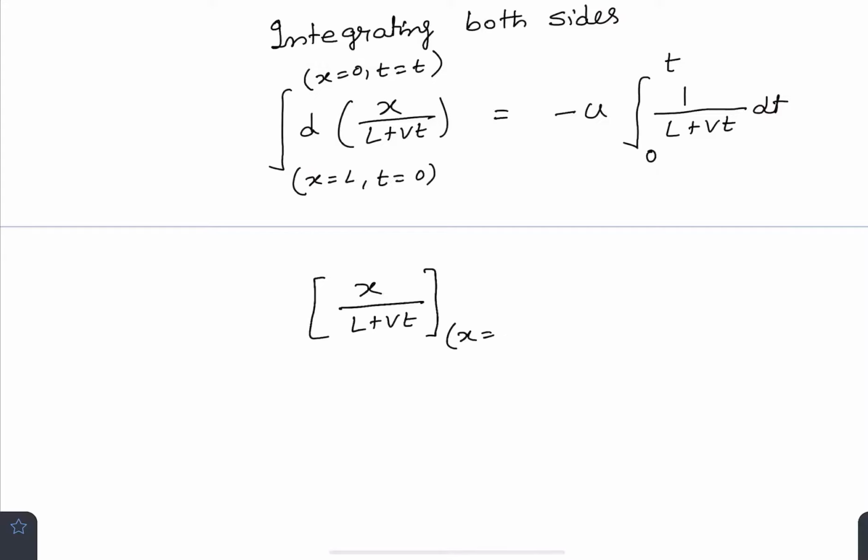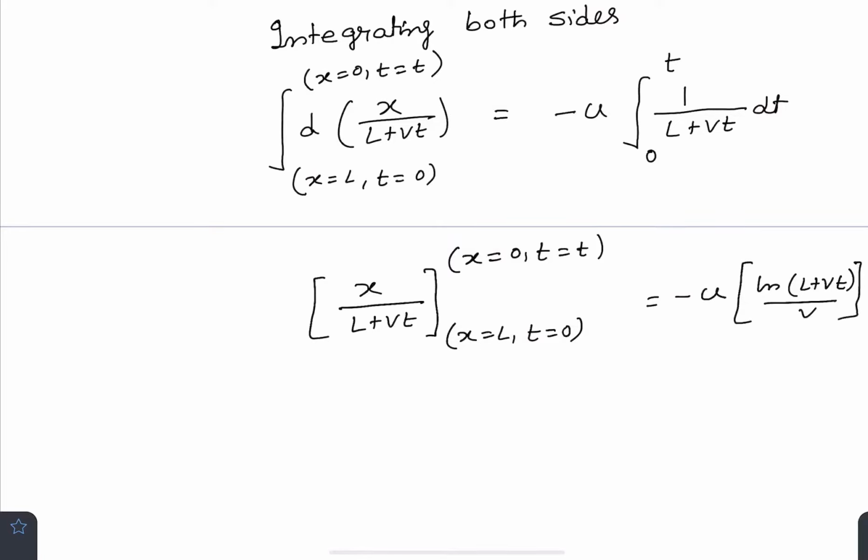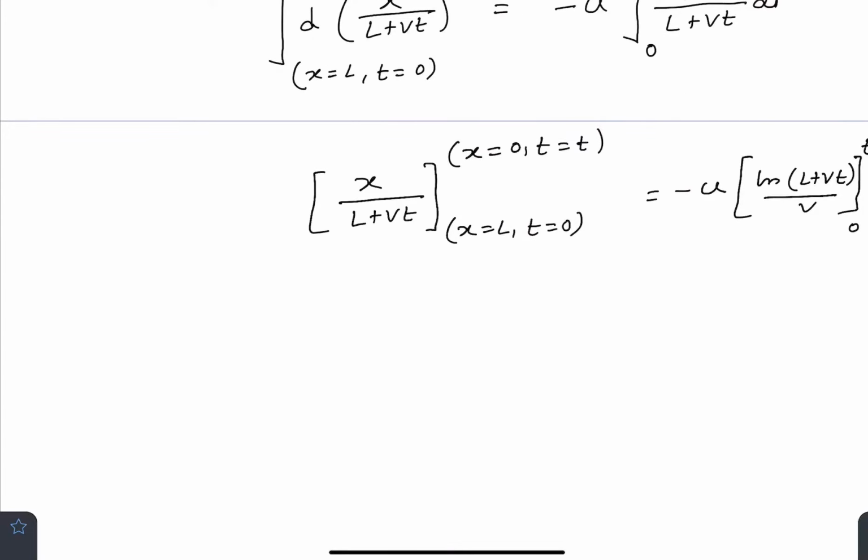X equal to L and t equal to 0, to x equal to 0 and t equal to t, and here minus u, and this integration would be ln(L plus Vt) upon V, from 0 to t. Now we'll put the limit. Initial limit is x is 0, t is t.